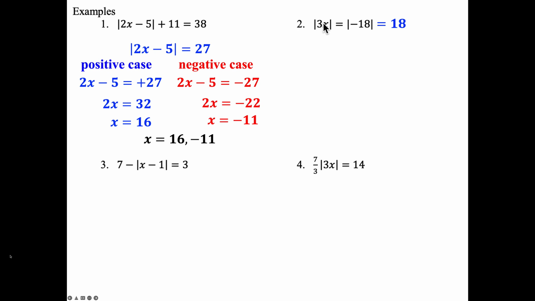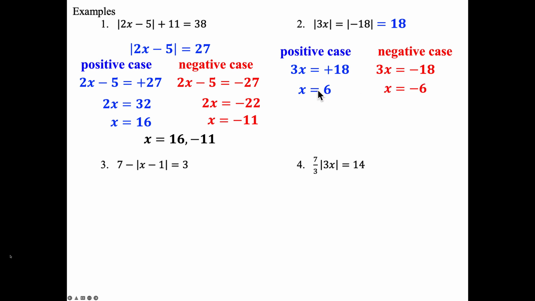Well, I'm good. Absolute value bars are isolated. I simplified this to a positive 18. We want this to be positive to continue, so positive case, 3x equals positive 18. Negative case, 3x equals negative 18. Divide by 3, divide by 3. Answers, x equals 6, comma, negative 6. There they are.